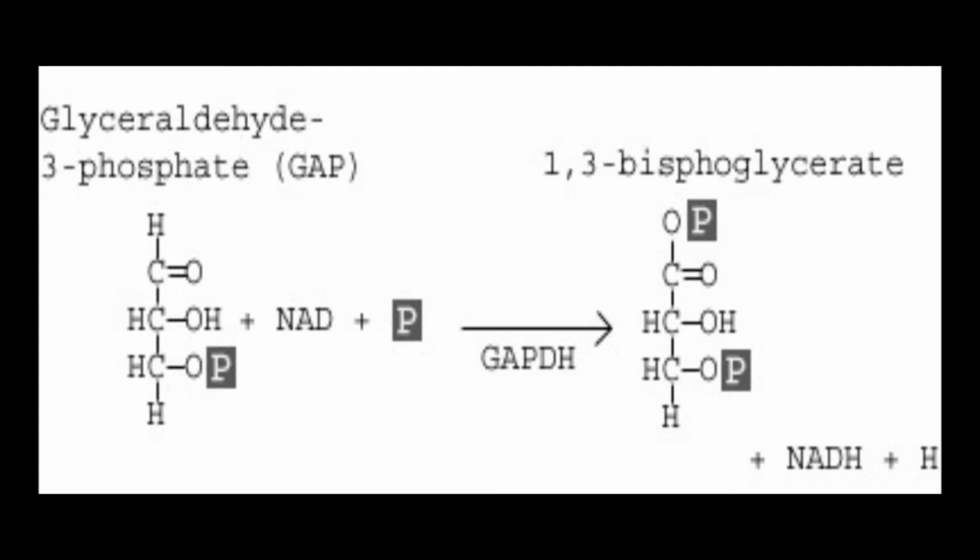2 important discrete events happen during this step. 1. GAP is oxidized by NAD+, or the NAD+ is reduced by GAP into NADH. Then a phosphate group attacks the GAP molecule, which releases it from the enzyme and releases an additional hydrogen atom. This happens twice, so we have a gain of 2 NADH and hydrogen atoms.